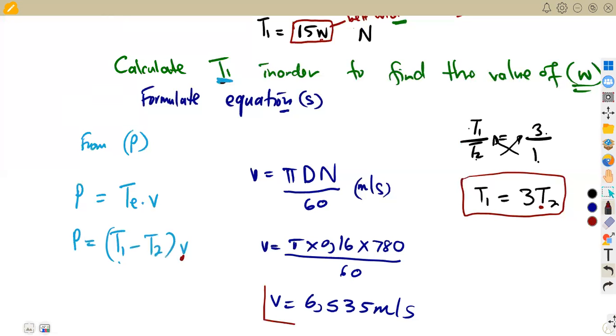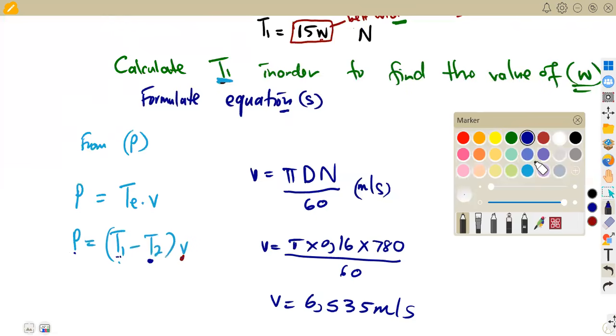Obtaining the velocity doesn't mean that we have obtained the value of T1. It is simply going to help us substitute so that we have a formula for T1. We do not have T2. This is the second equation that we are supposed to formulate, so we are going to end up having simultaneous equations. Let us substitute and see what happens.